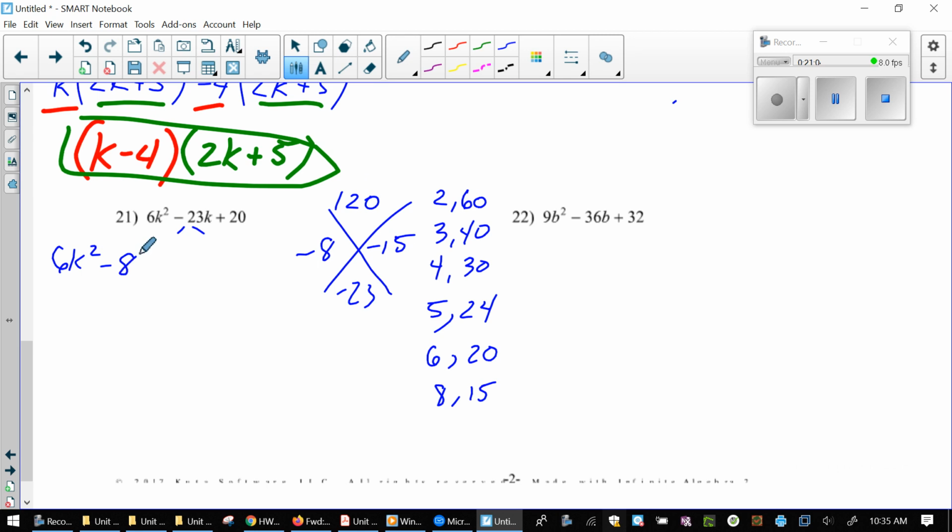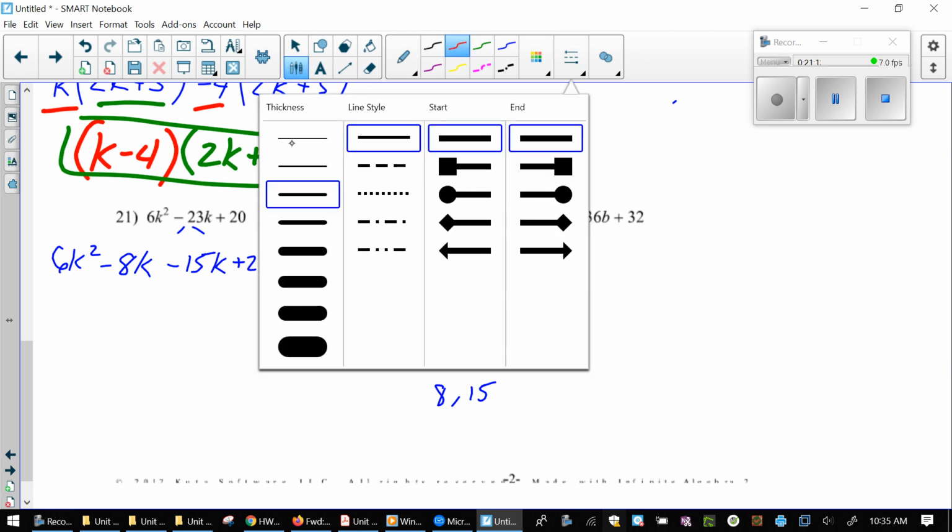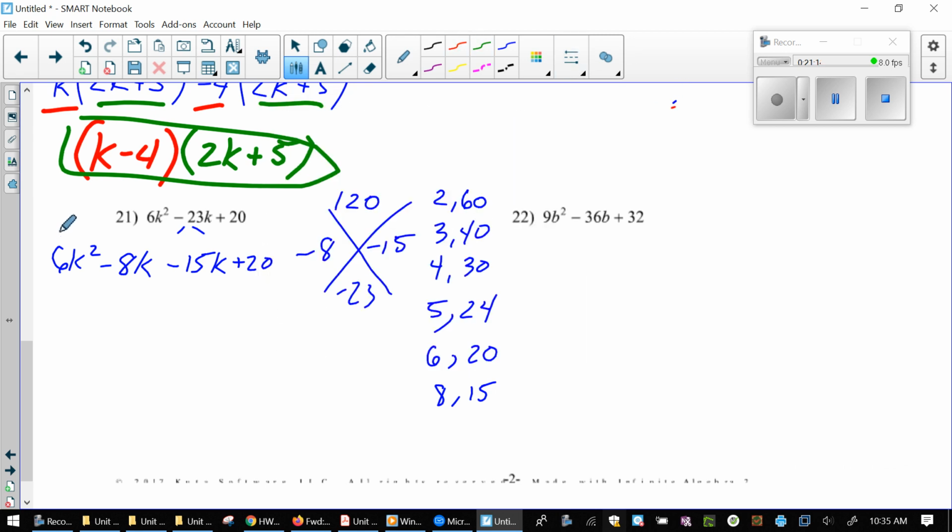All right, now let's get our 4 terms and we'll split that middle term up. 6k squared stays the same. On the sides of our big X we have negative 8k. We have negative 15k. We have plus 20. All right, now let's go ahead and group. And again, hoping that this is now the easy part once you guys have practiced this enough. So if you group it like that, remember there's got to be a plus in between there. Don't think that it's multiplication.